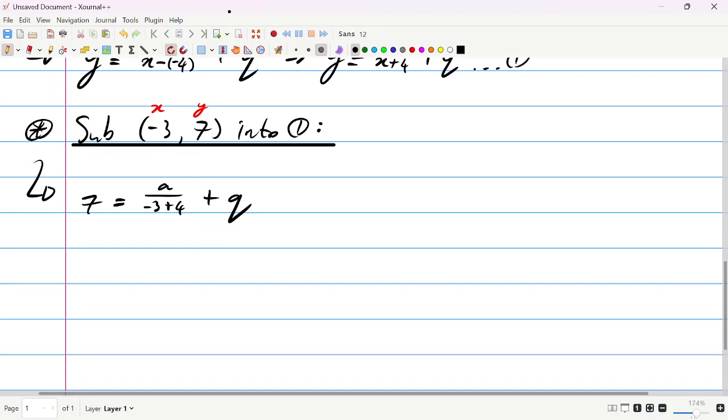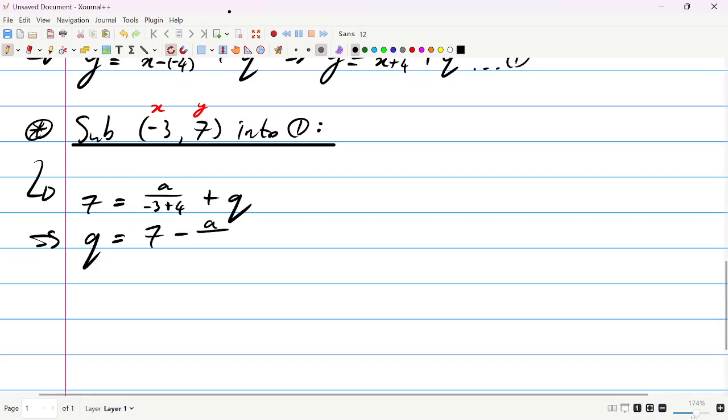Then all we need to do is, I would recommend letting q be on its own for this one. Since there's no coefficient in front of q, we can solve for q. Meaning, we can have q equal to that, and we can take the a over to the other side, such that we'll get 7 minus a over -3 plus 4 is equal to 1. So therefore, q is equal to 7 minus a. Alright, now we got one of our equations. So let's just call this 2.